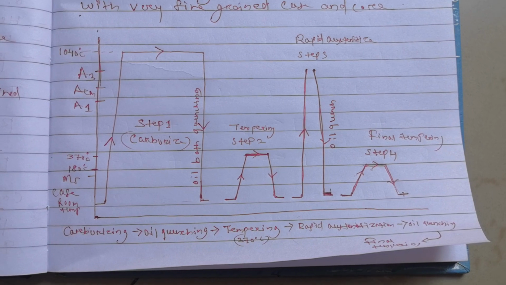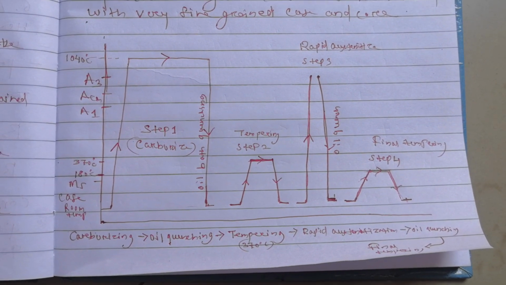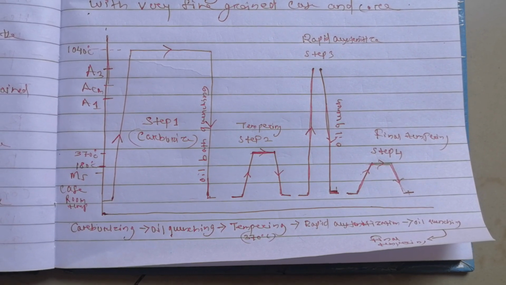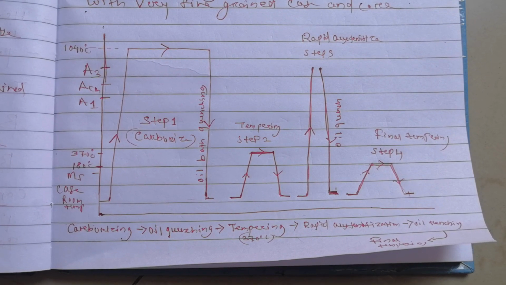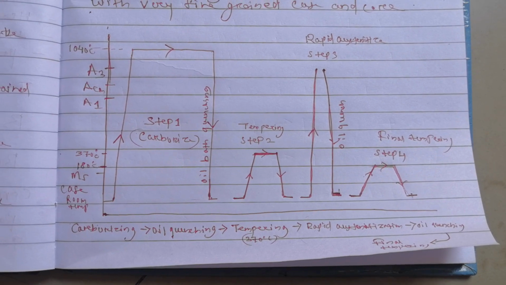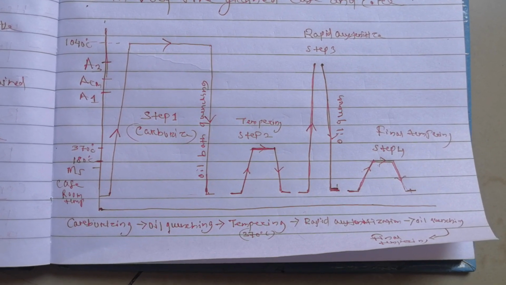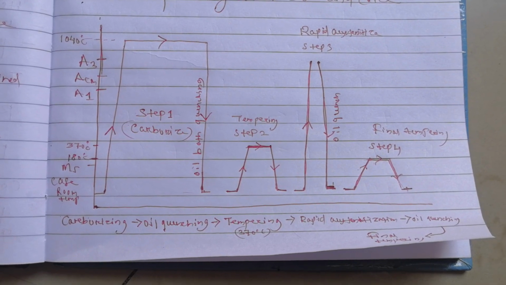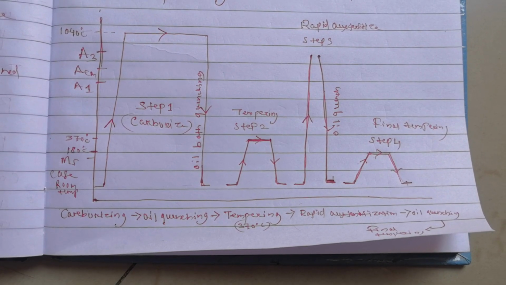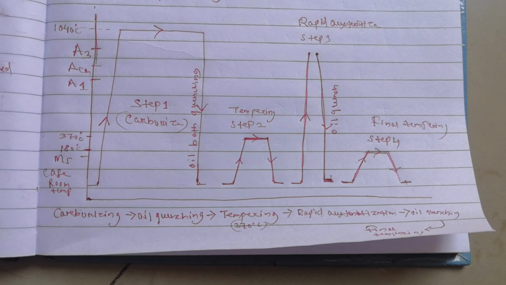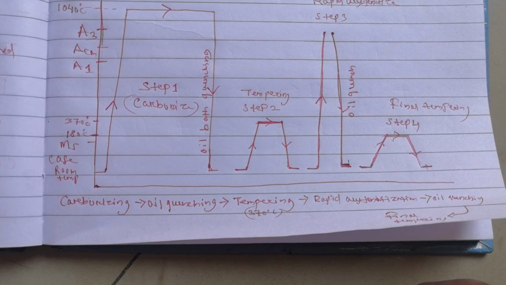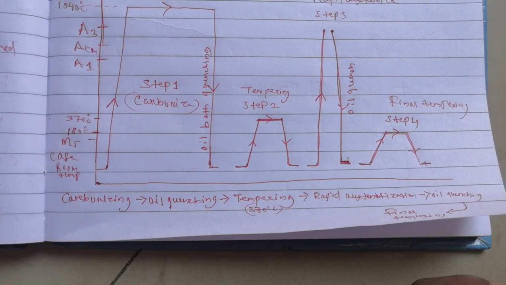And the next step is tempering, where the retained austenite will transform into bainite. Bainite is a very good microstructure which provides high strength, high hardness, and good toughness also. Next, the third step is that the steel is rapidly austenitized and oil quenched. And the final step is final tempering, where the tempering is done at a lower temperature like 120 to 180 degrees centigrade. So this is the sequence you can see: carburizing, oil quenching, tempering, rapid austenitization, oil quenching, and finally final tempering.